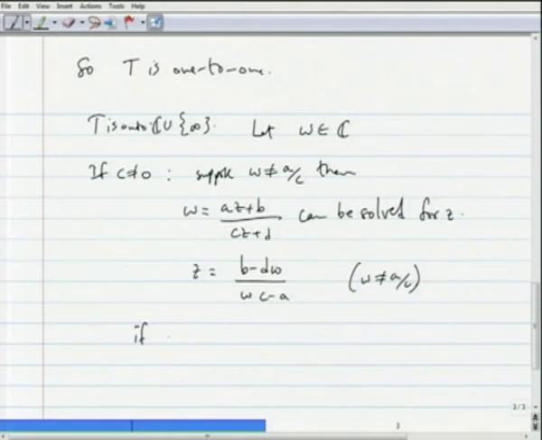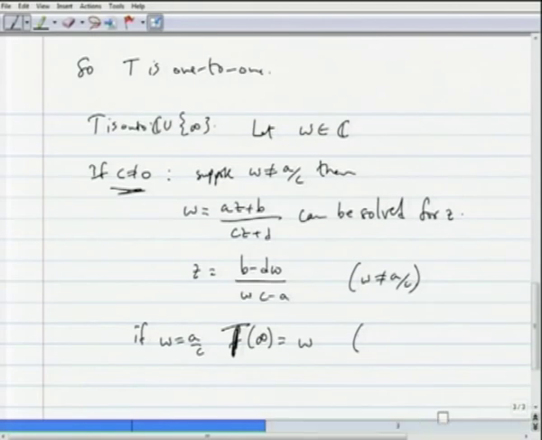Okay. If W is equal to A by C, we already know that in this event f of infinity is equal to W. Okay. So, in the case that C is non-zero, we have shown that, I apologize, I am using this function as T, T of infinity is W. Okay. So, we have shown that T is onto if C is non-zero.